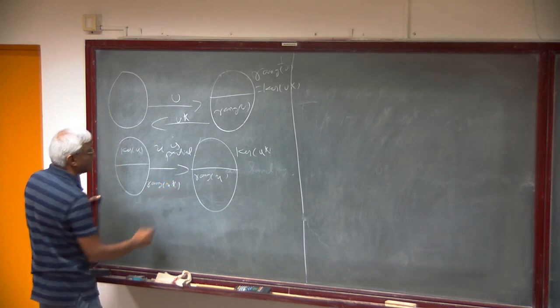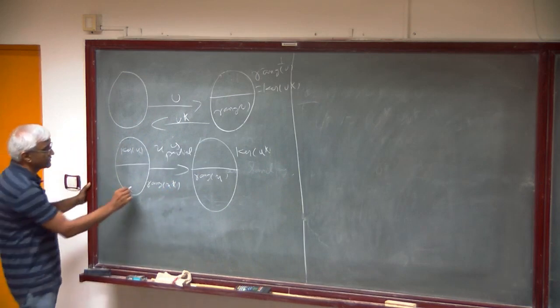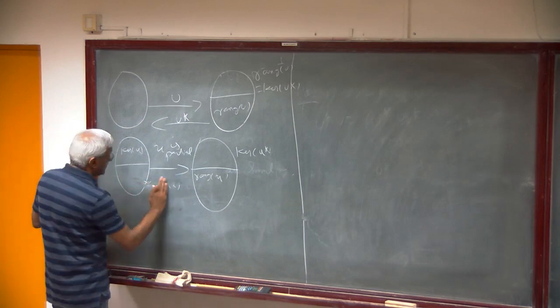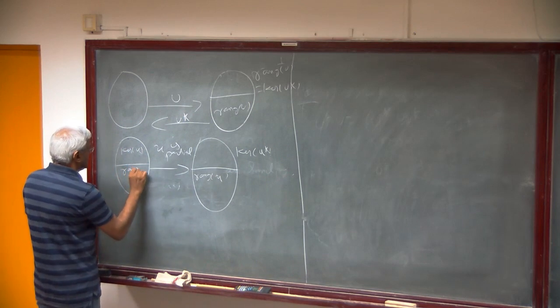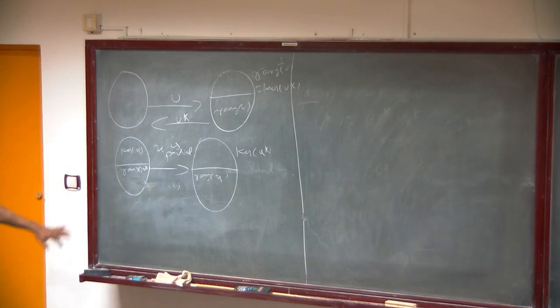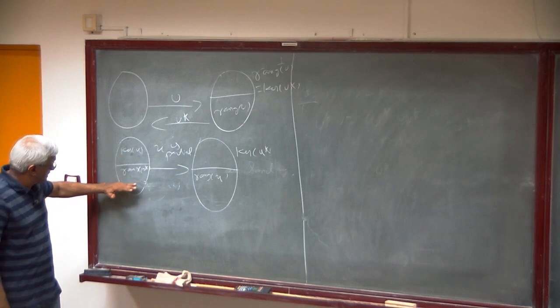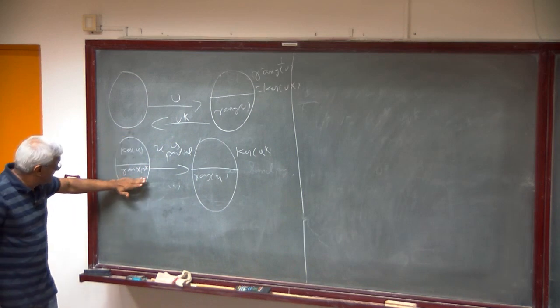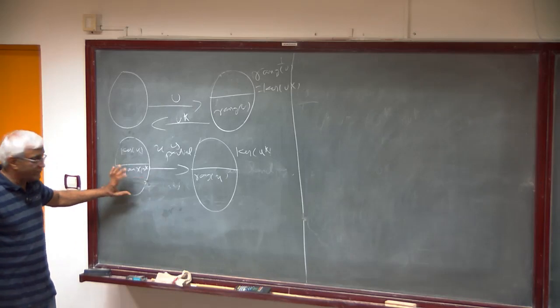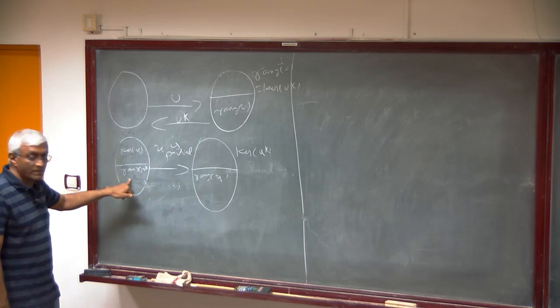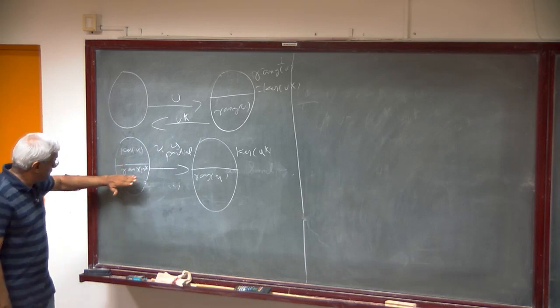Okay, range of U star. So U acts here. This is the kernel of U, so it is 0 here. And this is the range of U star, which is equal to the kernel of U perp, of course. So here it is an isometry. This is what the third condition says.